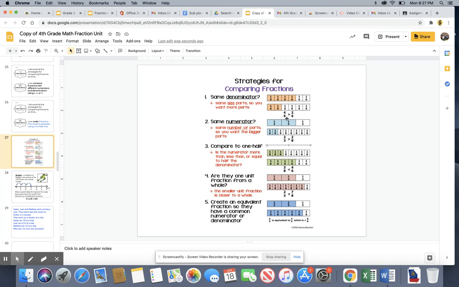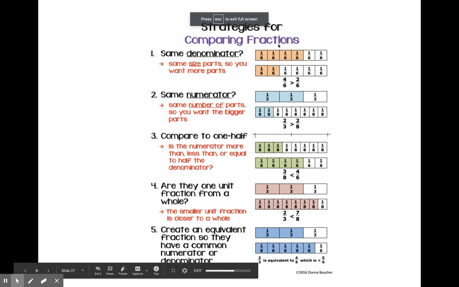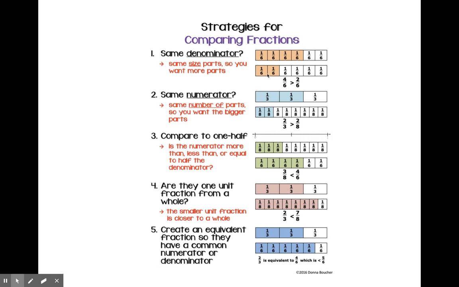Now guys, if you have the same denominator, as you can see here on this picture, I'm going to make it bigger. If I have the same denominator, I'm comparing the same whole. So it'd be like me saying, do you want 2 of something, like a Hershey bar, or do you want 4 of that same Hershey bar? Obviously, if you like Hershey bars, you would want 4 sixths over 2 sixths. So how I would read this is 4 sixths is greater than 2 sixths. So it's the same size parts, so you want more parts, okay? So if it has the same denominator, that's what you do.